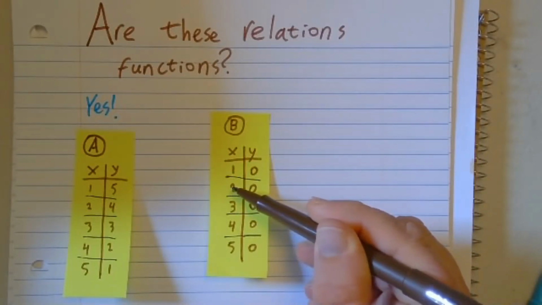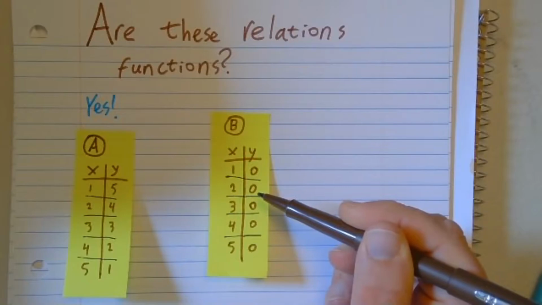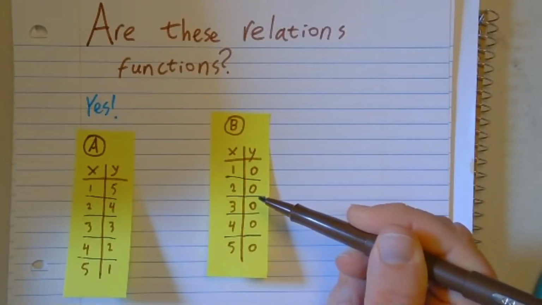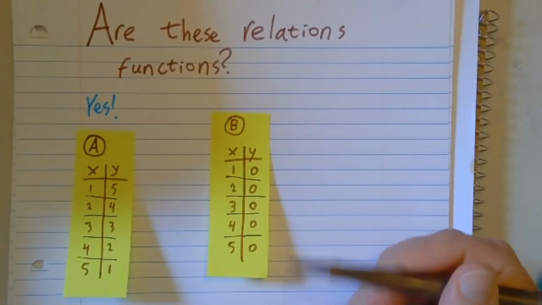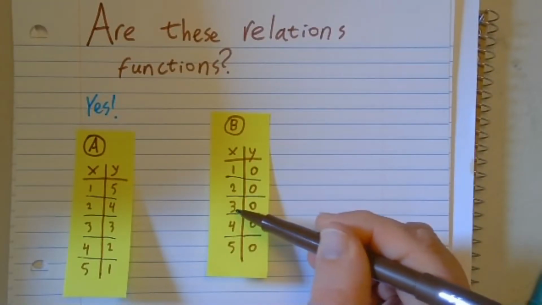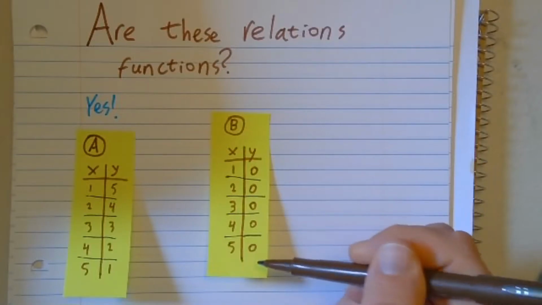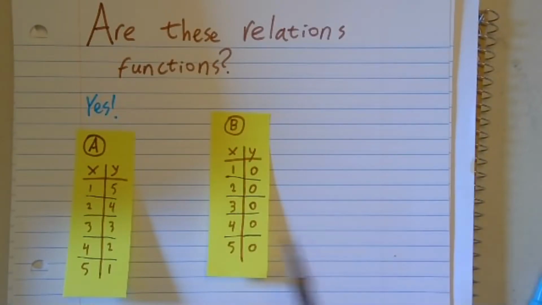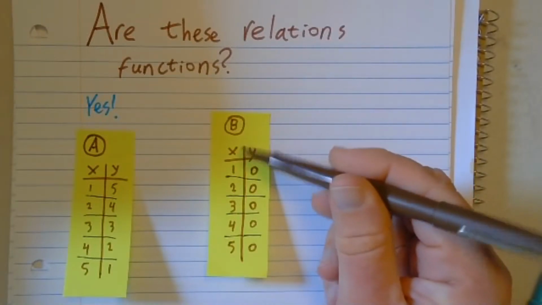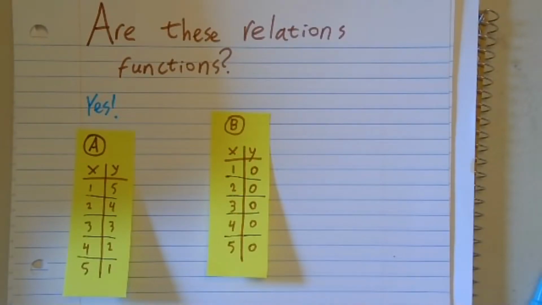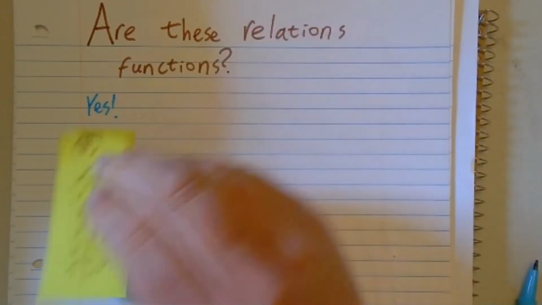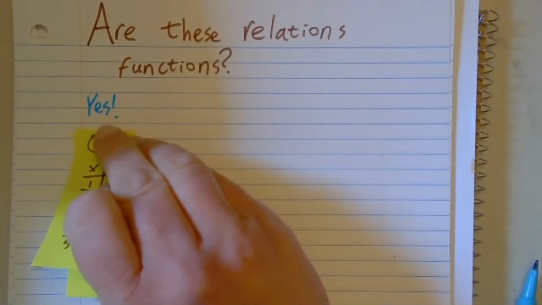What about 2? Well, I put in a 2, it gives me a 0. This is a super boring situation here. But it's consistent. Every time I put in a 2, it's going to give me a 0. It's never going to give me anything else. 3, 4, 5. It's consistent. Each input is paired with exactly one output. Some of them have the same output, but that's okay. That's not part of the rule of being a function. So this one also goes in our yes stack.